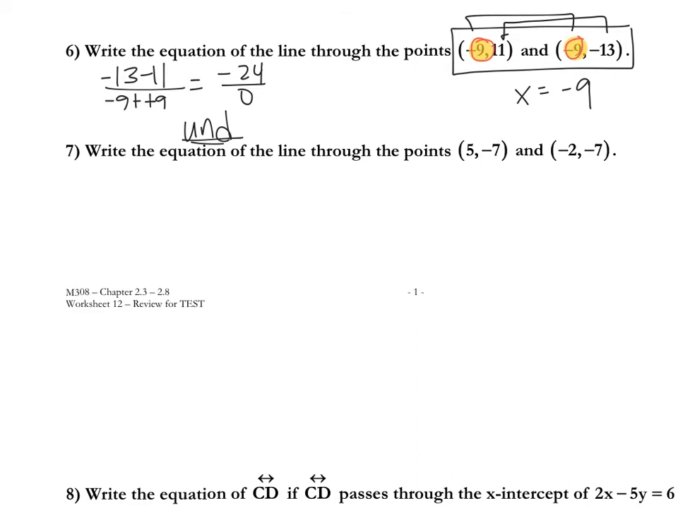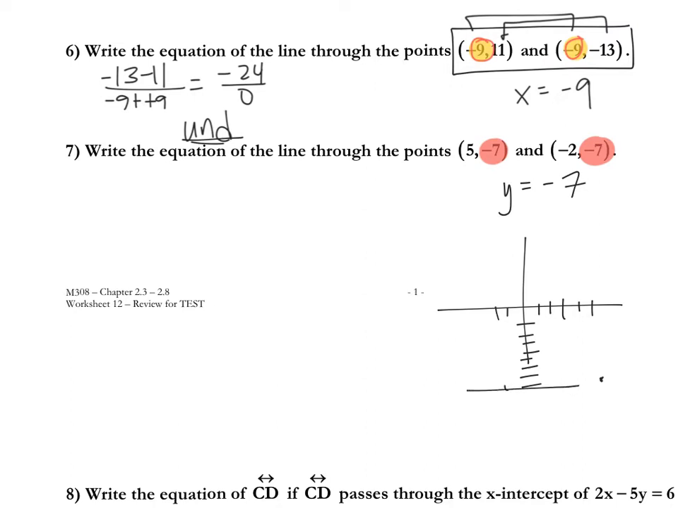Very similar thing going on with number 7. Notice that the y values are the exact same, and pretty much what you could do right away is notice that and then be like, oh sweet, y equals -7. That's a horizontal line. You can also picture what those look like. So 5, -7 is somewhere down here, -2, -7. Oh, now I know what it looks like. That's y equals -7.